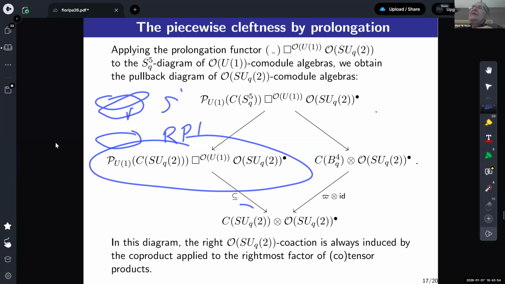So here is no problem. We are done. But now here, because we apply this prolongation trick, this guy becomes a cleft of SUq(2) principal comodule algebra. I can write the cleaving maps. So now to this diagram, I can apply this Milnor picture and the Milnor construction.